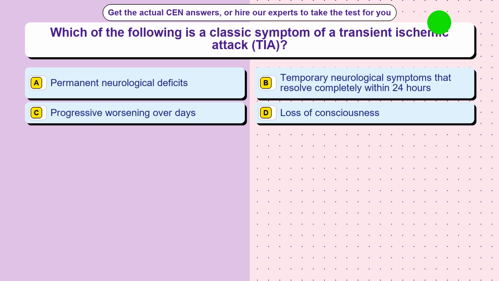Question 13. Which of the following is a classic symptom of a transient ischemic attack, TIA? Option A, permanent neurological deficits. Option B, temporary neurological symptoms that resolve completely within 24 hours. Option C, progressive worsening over days. Option D, loss of consciousness.